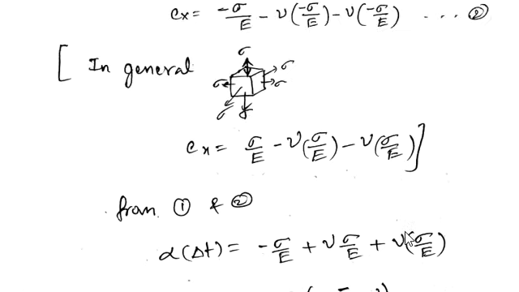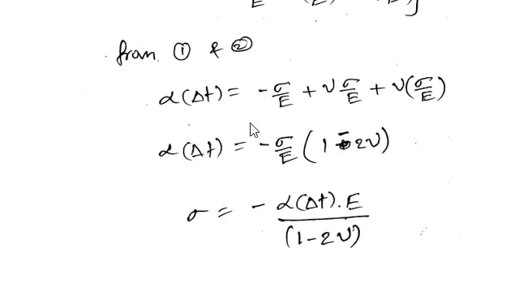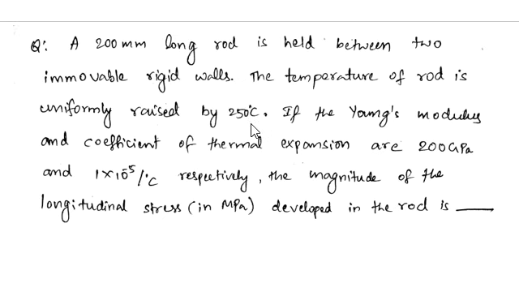So the matching option, option A, is the right option for this question. And if you see the next question, a 200 mm long rod is held between two immovable rigid walls. The temperature of the rod is uniformly raised by 250 degrees centigrade.